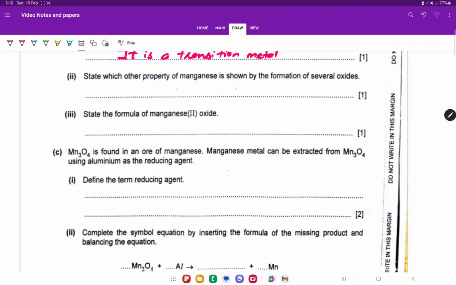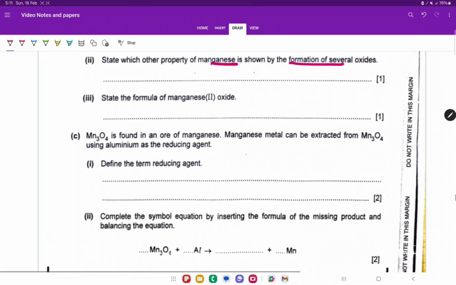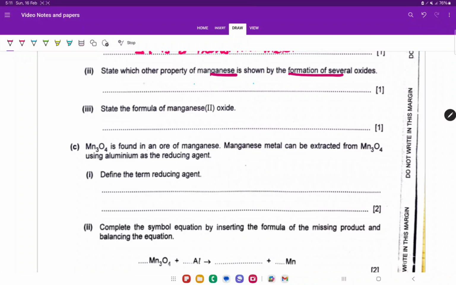Next, state which other property of manganese is shown by the formation of several oxides. Now, as we see in these oxides, manganese has different oxidation states. For example, +2, then +3 here, then +7 here, and so on. So it has different oxidation states, or we can say variable oxidation state. The answer for this will be variable oxidation state. That is another property of transition metals. They show variable oxidation state, thus they can form many types of compounds.